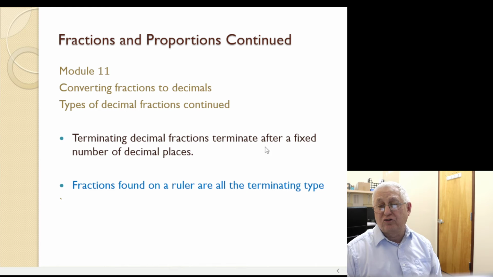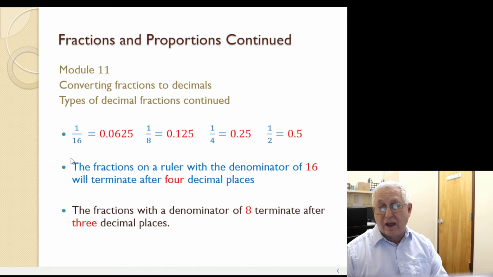Terminating decimal fractions terminate after a fixed number of decimal places. Fractions found on a ruler are all of the terminating type. For example, 1/16 terminates at 0.0625, that's after 4 decimal places. 1/8 is 0.125. It terminates after 3 decimal places. 1/4 terminates after 2 decimal places. 1/2 terminates after 1 decimal place.